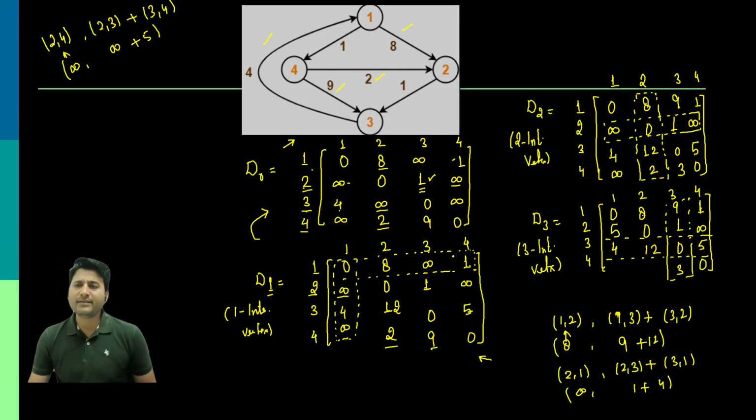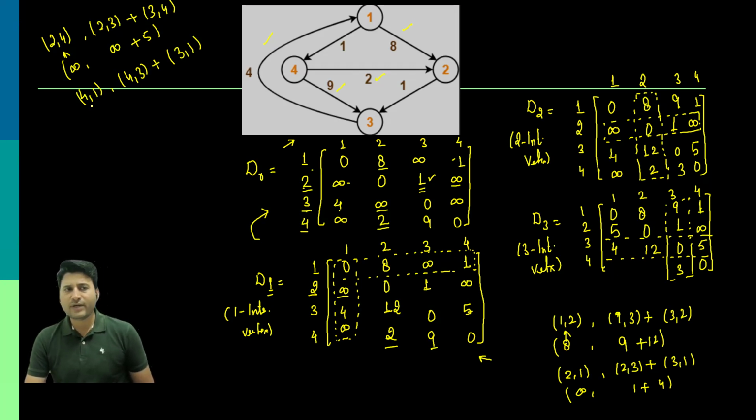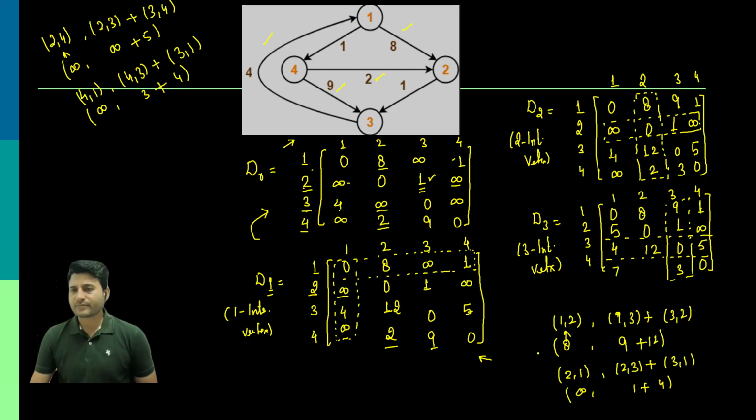Now 4 to 1. We are supposed to find 4 to 1, making 3 an internal vertex. So 4 to 3 and 3 to 1. What is 4 to 1? In D2, it is infinite. 4 to 3 is 3 and 3 to 1 is 4. So the minimum between infinite and 3 plus 4, which is 7, is 7. So this entry comes out as 7.